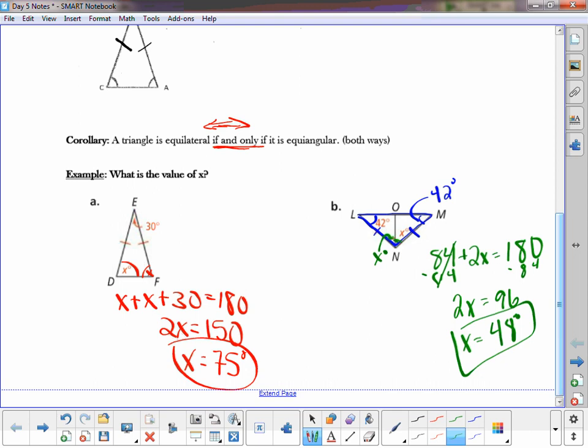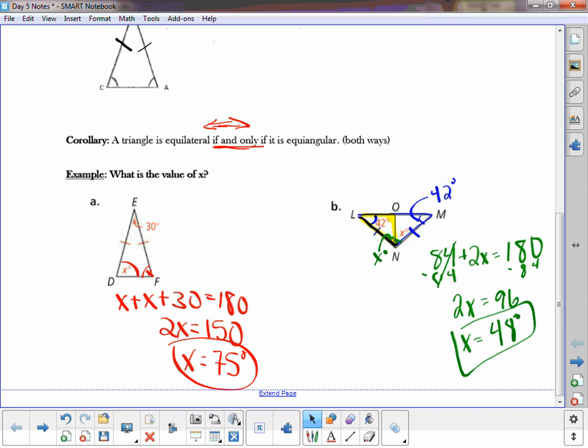Alright, they did not ask us for it, but what do you think is the measure of this angle here? 90. Very good. So we know then that we could take a look at this small angle, and we would have 48 and 42 gives me 90, which leaves that as 90. So that leads us to an interesting property there with isosceles triangles. But we'll leave it at that.